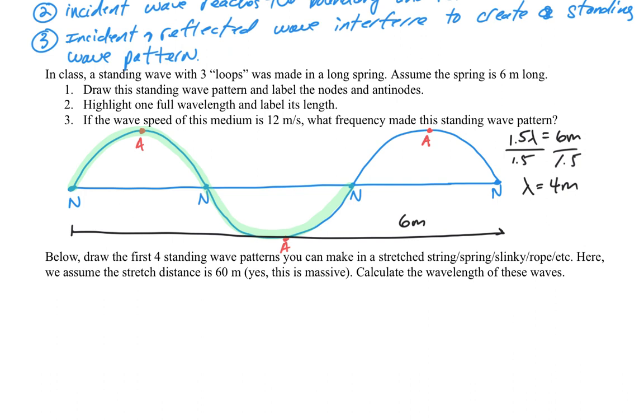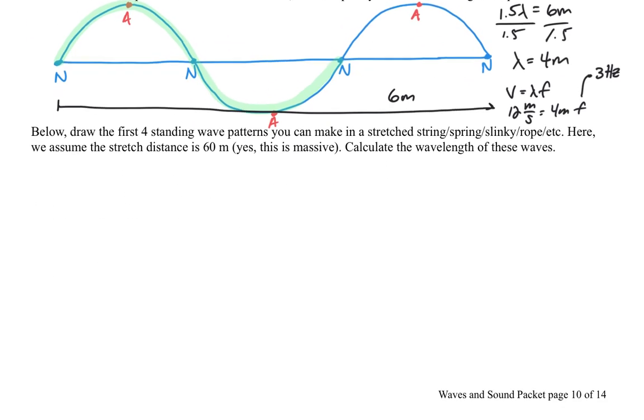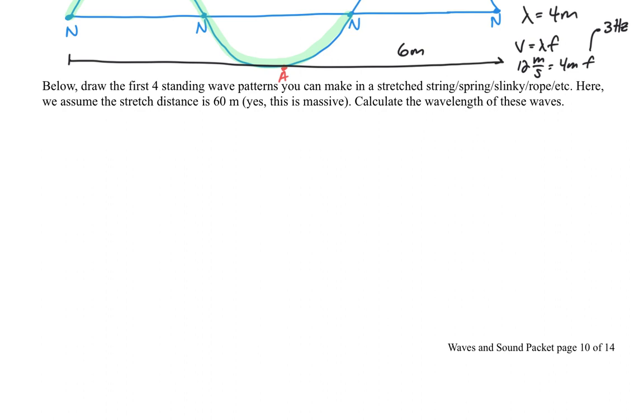Once I have that, I can use my v = λf equation, and I see that 12 meters per second is equal to 4 meters times frequency. The frequency, therefore, must be equal to 3 hertz. So we can draw lots of different standing wave patterns in our rope, and there's just a couple of rules we have to remember to follow.